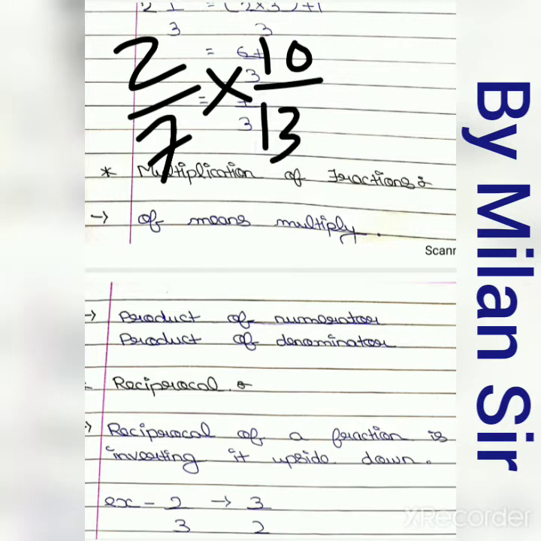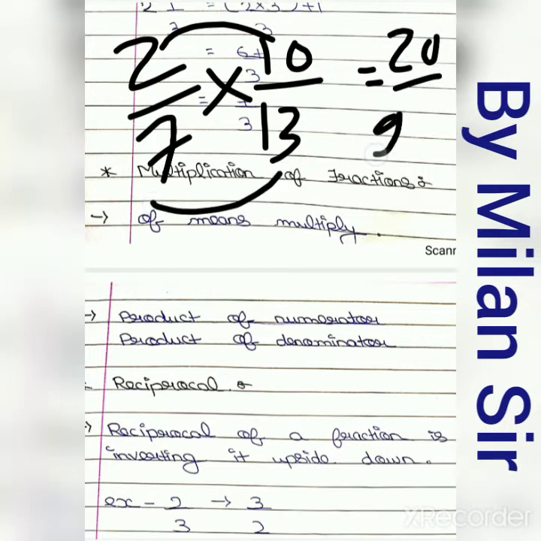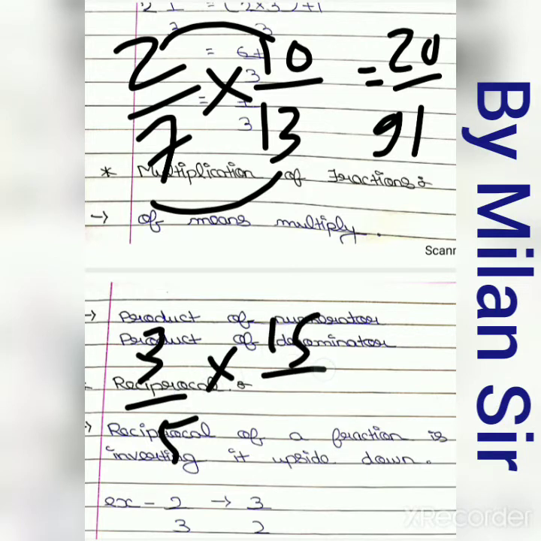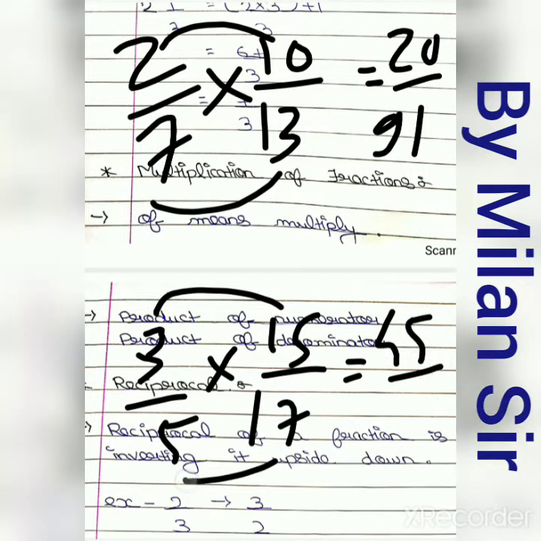Just multiply numerator with numerator: 10 into 2, 20; 13 sevens are 91. If it is given 3 by 5 and 15 upon 17, again numerator with numerator, 15 threes are 45, and denominator, 17 fives are 85.